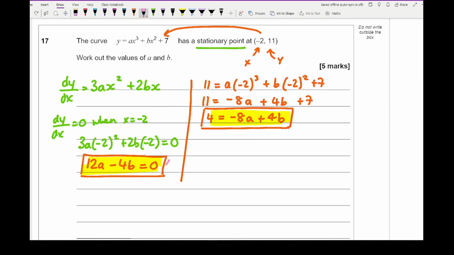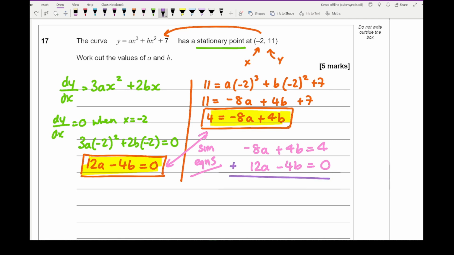So what I now need to do is think about simultaneous equations. So look, I've got minus 8a plus 4b equals 4, and I've got 12a minus 4b equals 0. So here you can see I've got the same number of b's, the signs are different, so I need to add the two equations. So minus 8 plus 12 is 4a, the b's cancel out, and 4 plus 0 is 4. So that means that a equals 1.